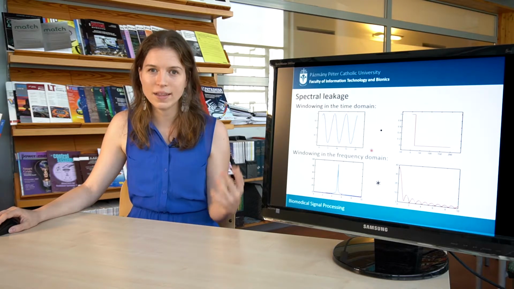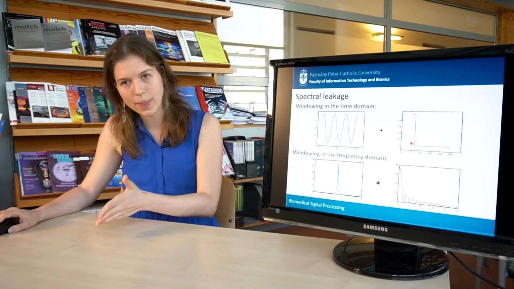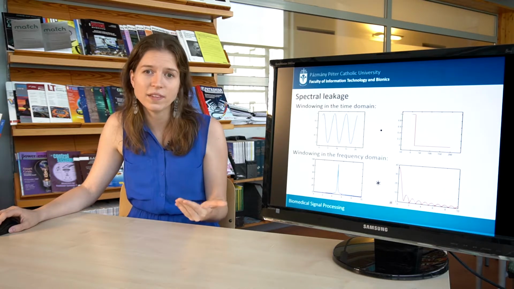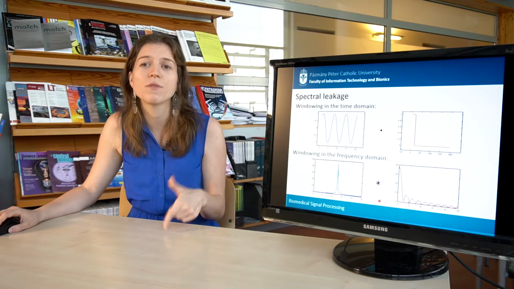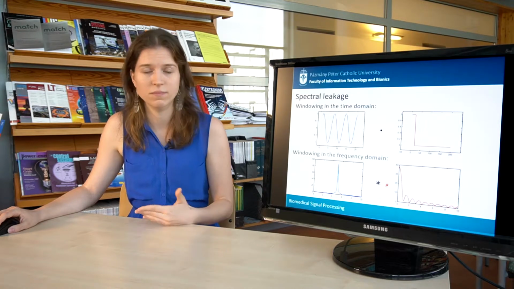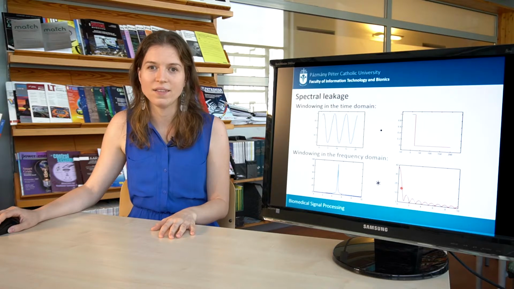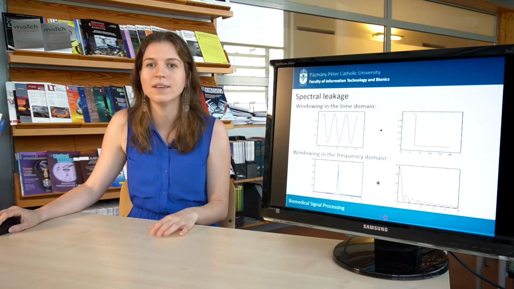So in the time domain, you are multiplying by a rectangular window, which means that in the frequency domain, you are convolving with the sinc function. This will cause the spectral leakage. And the question comes: how can we control it?